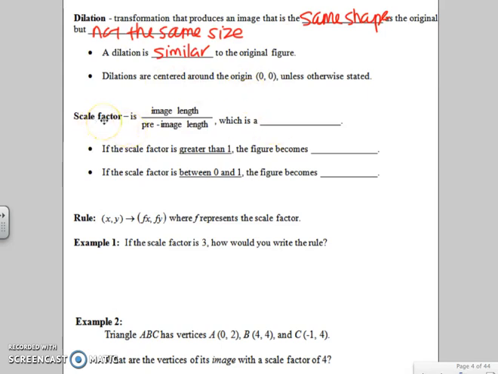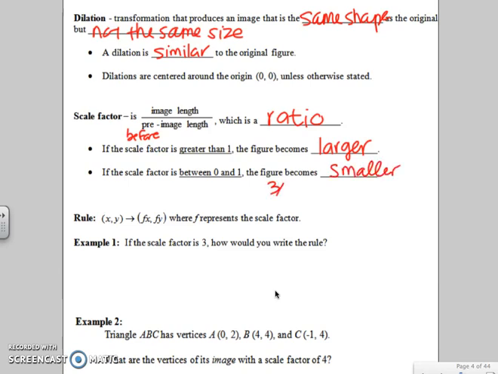So to find the scale factor, what you do is you find the original image and divide it by the pre-image. Now again, pre means before, okay? So actually you're going to take the new image and divide it by the before image. And that's called a ratio. Okay? Ratio is typically a fraction or a whole number. Okay? So if the scale factor is greater than 1, it's going to become larger. If your scale factor is between 0 and 1, so it can't be negative, it's typically going to be a fraction, it's going to be smaller.